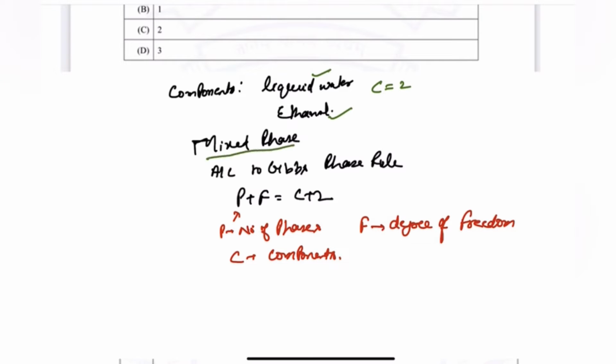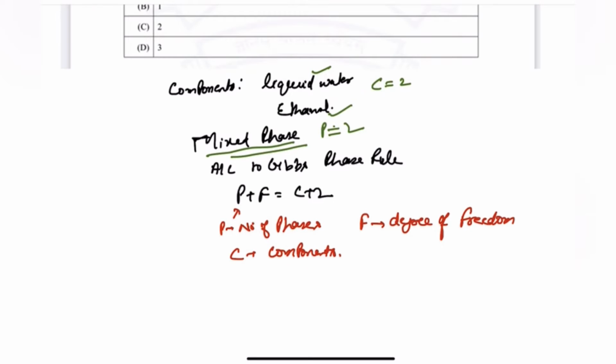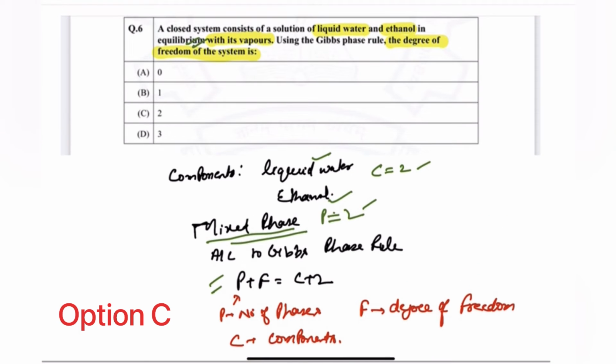So the given mixture is in mixed phase, so the number of phases will be 2. That is the saturated liquid phase and saturated vapor phase, since both are in equilibrium. It is clearly given in the question. So putting these values in this equation, we get 2 plus F is equal to 2 plus 2. So solving this, we get F is equal to 2. So the degree of freedom is 2, and from the given options, C is the correct answer.